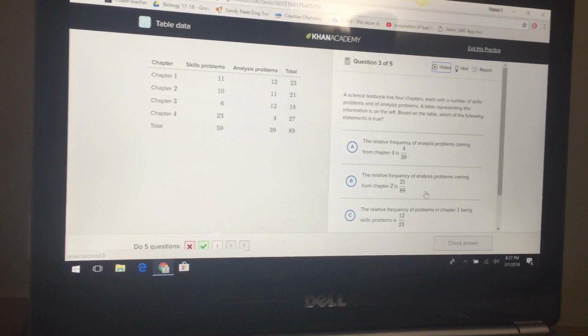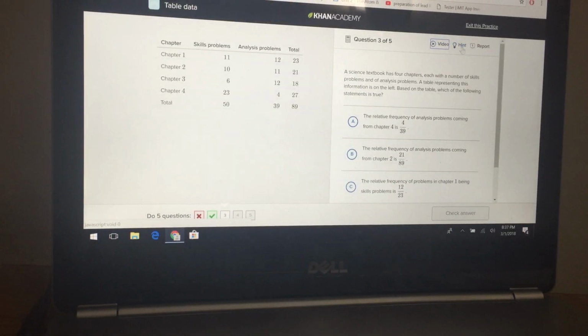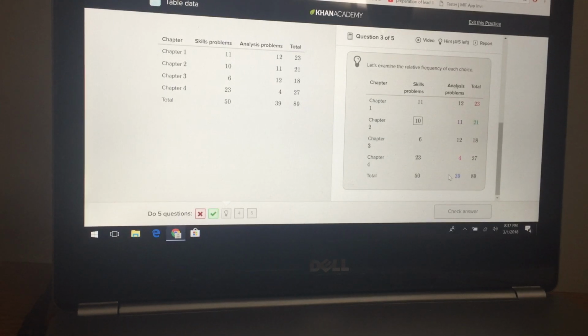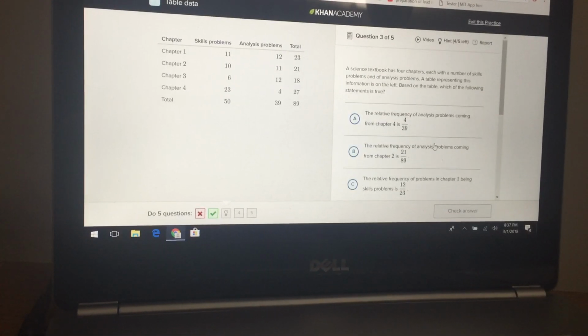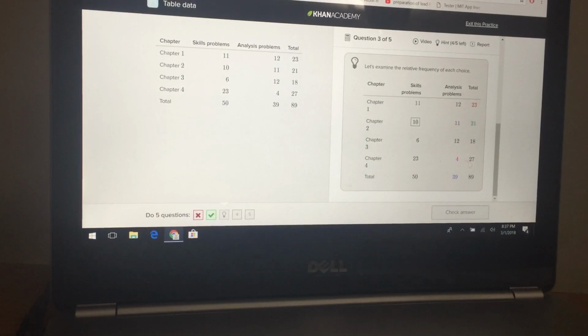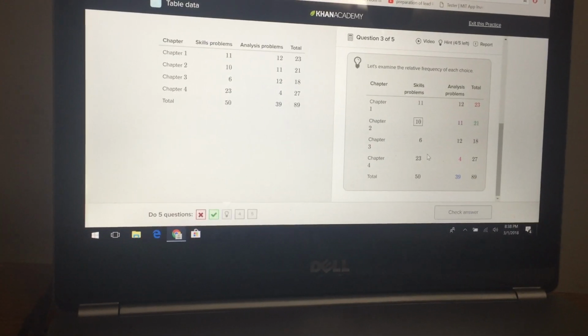So, I'm going to do the hints now, okay? And then I'm going to do notes on the hints right here. So, let's get a hint. Let's examine the frequency of each choice. Okay? That hint's not helpful. I'm not even going to take any notes on it.